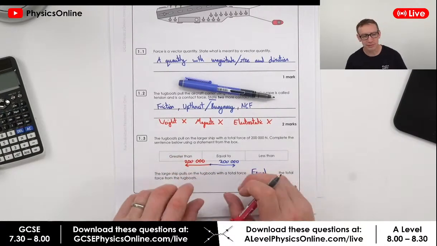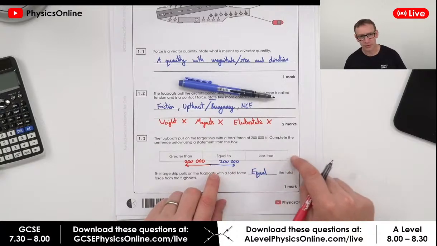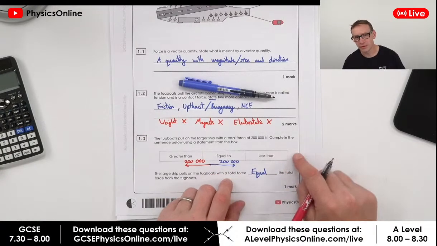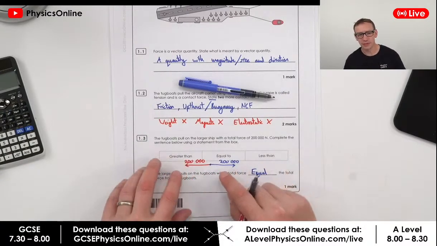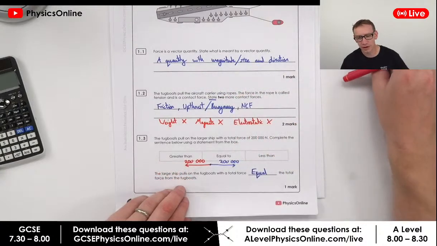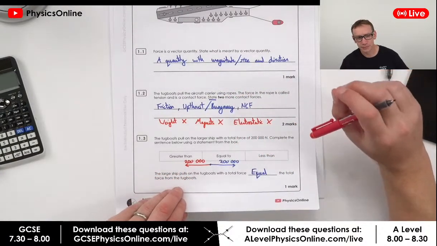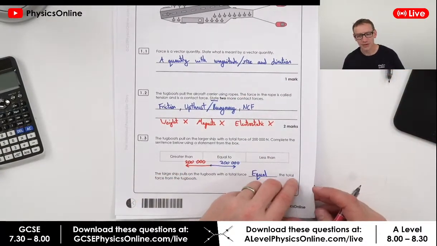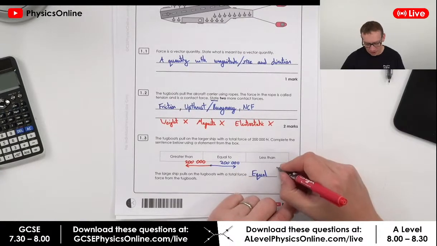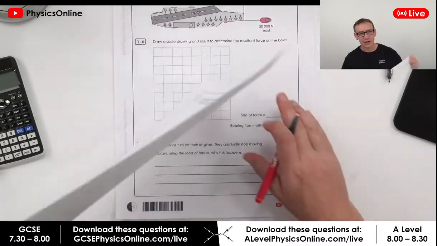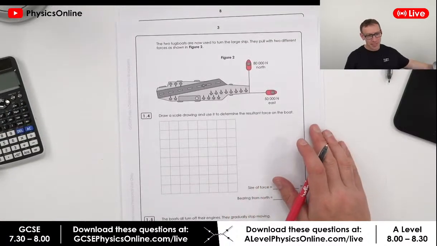So what we actually have is the force of the tugboats on the ship is equal to the force of the ship on the tugboats, and therefore the two forces are equal. That one was actually quite a tricky question, but that's to do with Newton's third law. Okay, the next question then.